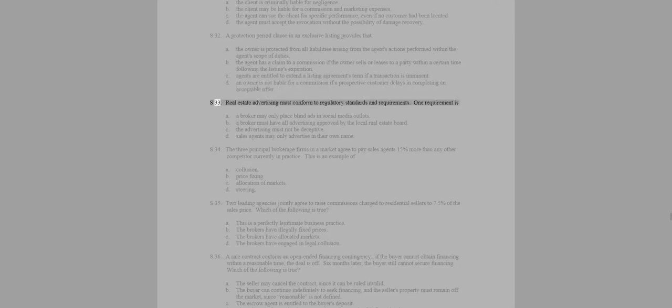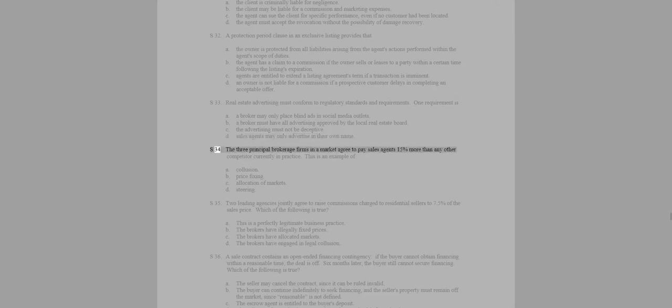S33. Real estate advertising must conform to regulatory standards and requirements. One requirement is: A. A broker may only place blind ads in social media outlets. B. A broker must have all advertising approved by the local real estate board. C. The advertising must not be deceptive. D. Sales agents may only advertise in their own name.